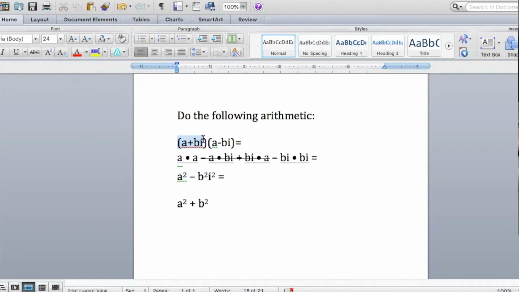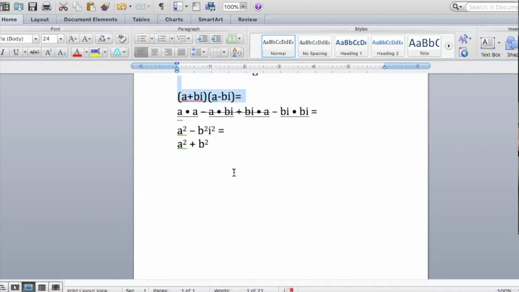These two right here are called conjugates. When you have a complex number with an a and a b, and you're adding them, the conjugate is the a and the b subtracting them. These two are conjugates. And when you multiply the conjugates together, you lose the imaginary part, and you wind up with a real number.